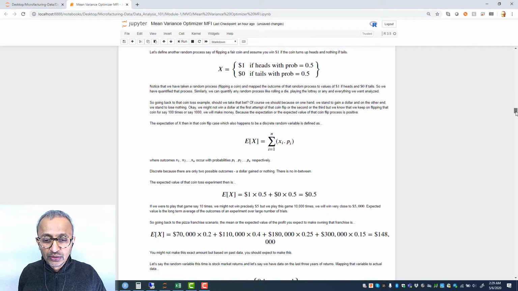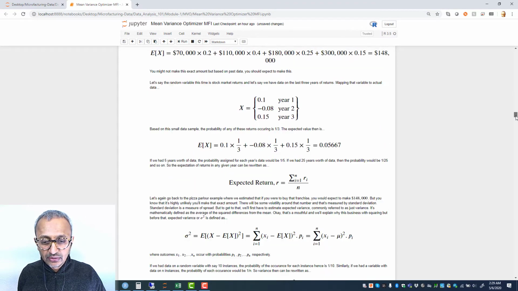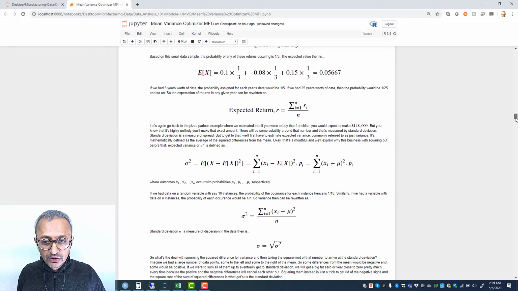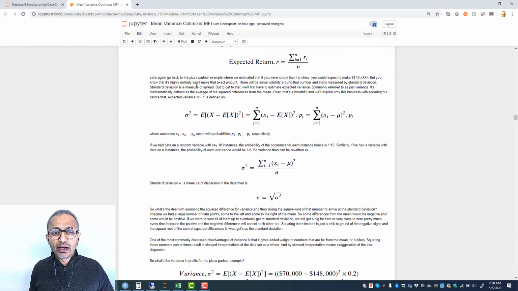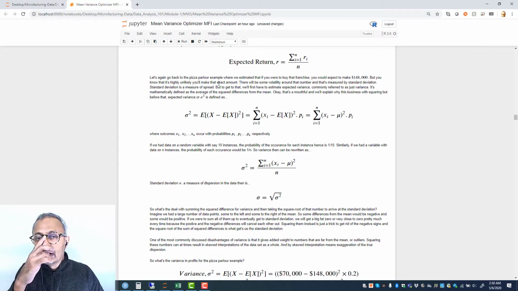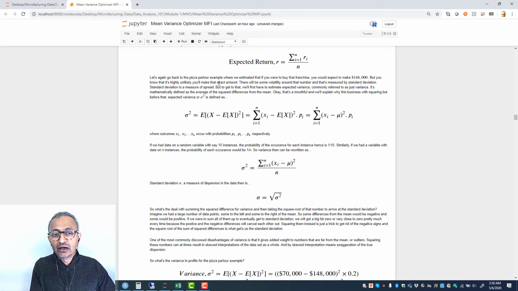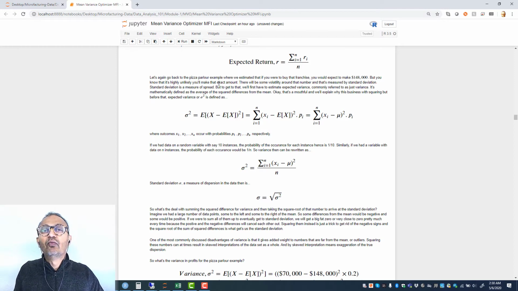So let's go back to where we stopped last time. Okay, we talked about expected value, expected returns. So let's go back to that pizza parlor example, right, where we estimated that if we were to buy that franchise, based on past data, you were expecting to make $148,000 in profits, right? But you know that is highly unlikely that you'll make that exact amount, right? So there will be some volatility around that number, and that's measured by something called standard deviation.